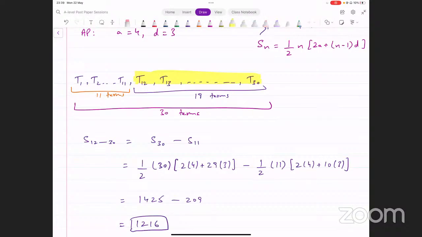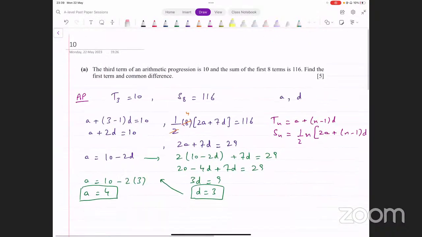All right, let's move on. Let's move on to the next one. That's the last question that we want to do from this paper, and then we end.